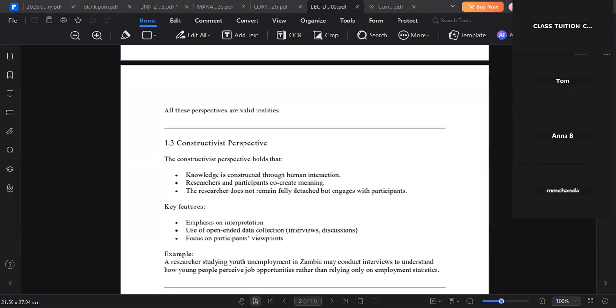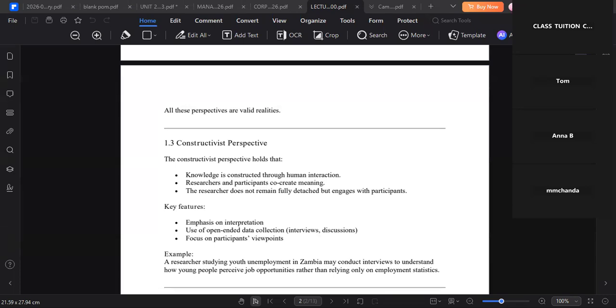So the key features here are that it emphasizes on what? Interactions. So this constructivist perspective is important in qualitative research. It is based on the idea that reality is not fixed, it's not just objective. And the key assumptions are that number one, knowledge is socially constructed, meaning constructivists believe that knowledge does not create an independent outcome, but it is built, it is constructed.